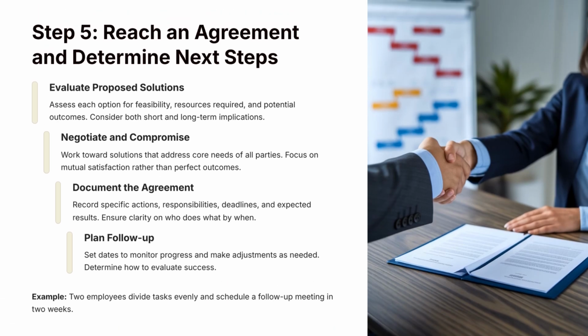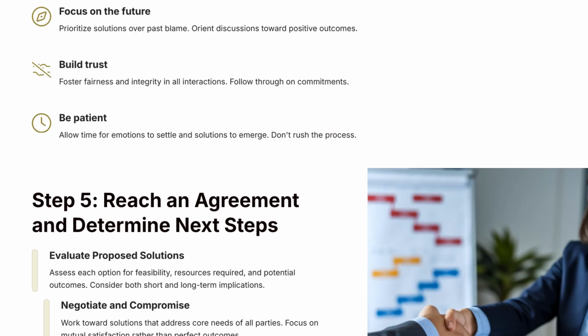The final step is reaching an agreement. Evaluate proposed solutions based on their feasibility and alignment with everyone's needs. Document the agreement clearly, outlining actions, deadlines, and responsibilities. For example, two employees splitting tasks can schedule a follow-up in 2 weeks to monitor progress. Planning follow-ups ensures accountability and provides an opportunity to address any new challenges.